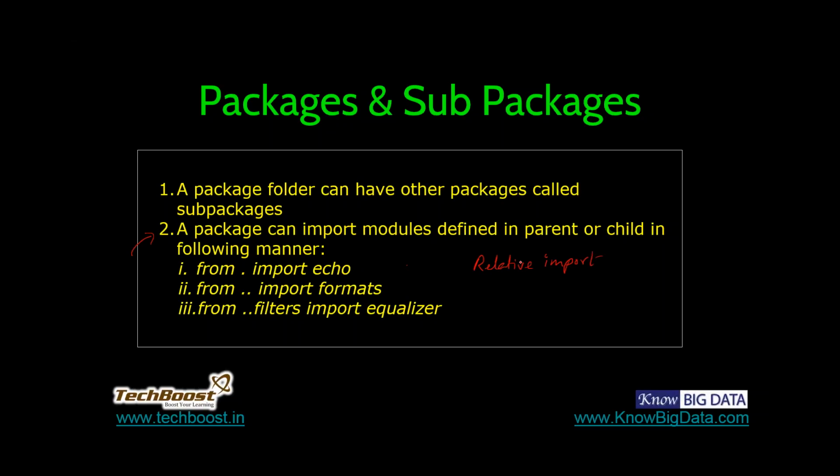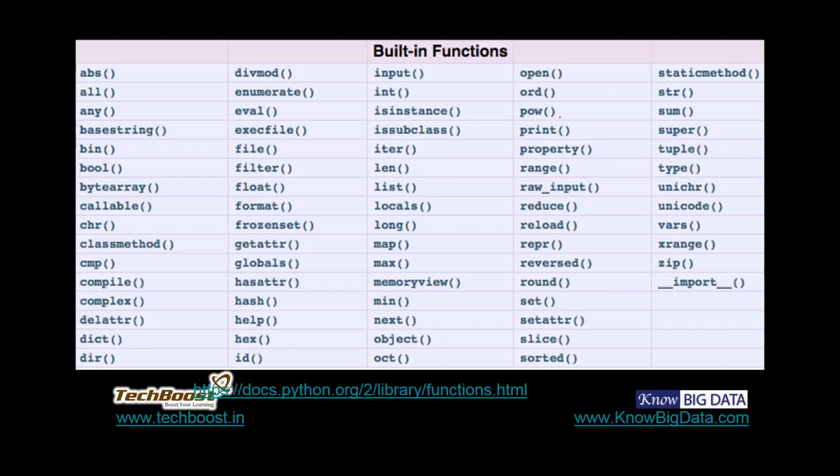Okay, now this dot is saying that in the current package, import this echo module, and with dot dot we are saying, just like Linux addressing, how we use the directory, we are now accessing the parent folder, one folder up. I need to import formats and so on, right? That's called relative imports.